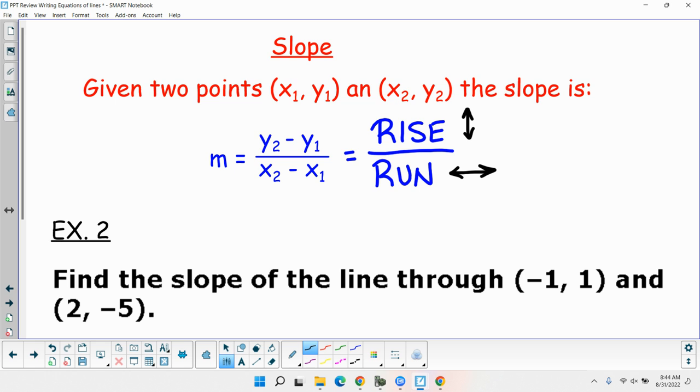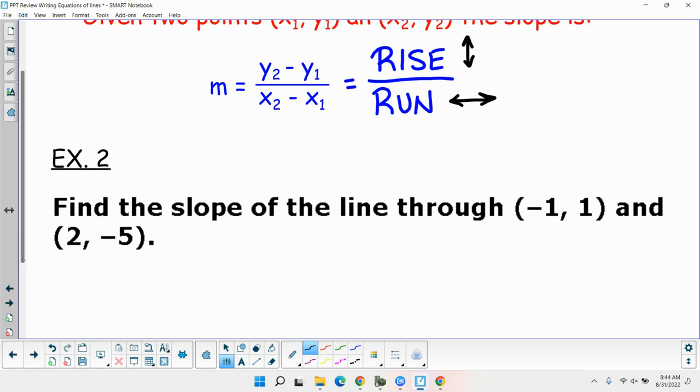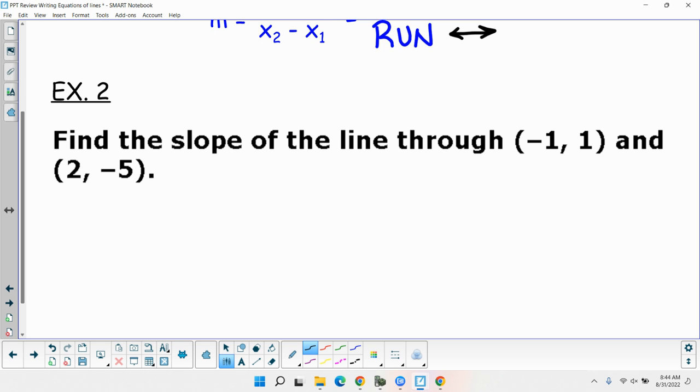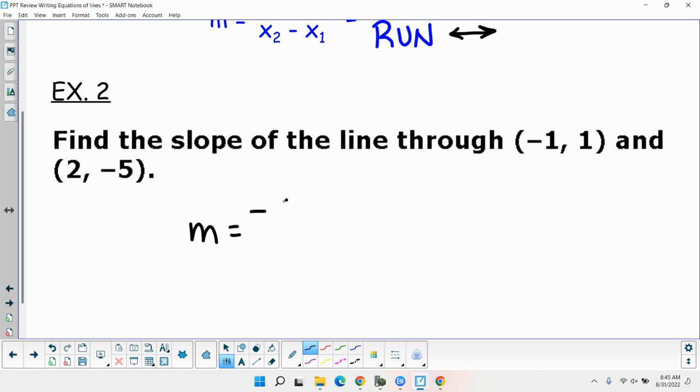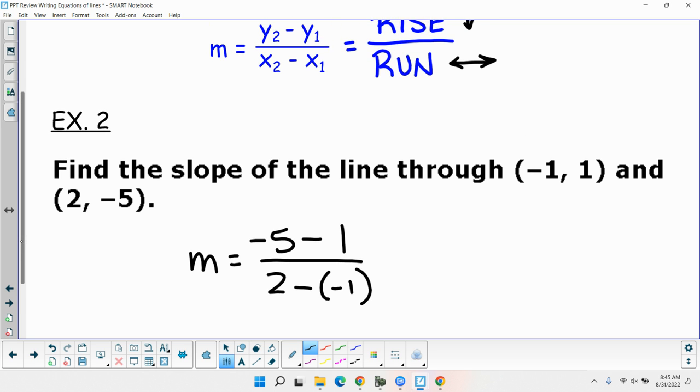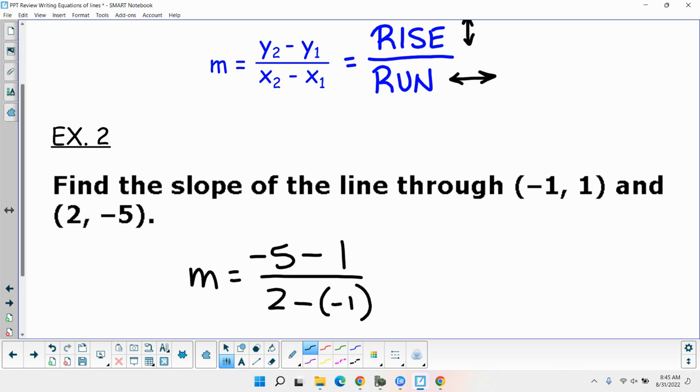So this example says find the slope of the line that goes through those 2 points. So if you wanted to, you can graph it on graph paper and count rise and run. Or you can use our formula. All right? Second y, negative 5, minus first y, 1, over second x, 2, minus first x negative 1. So I just use this formula.